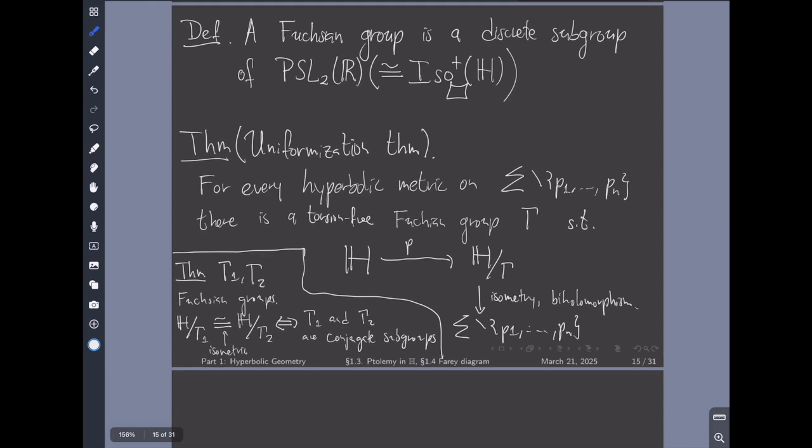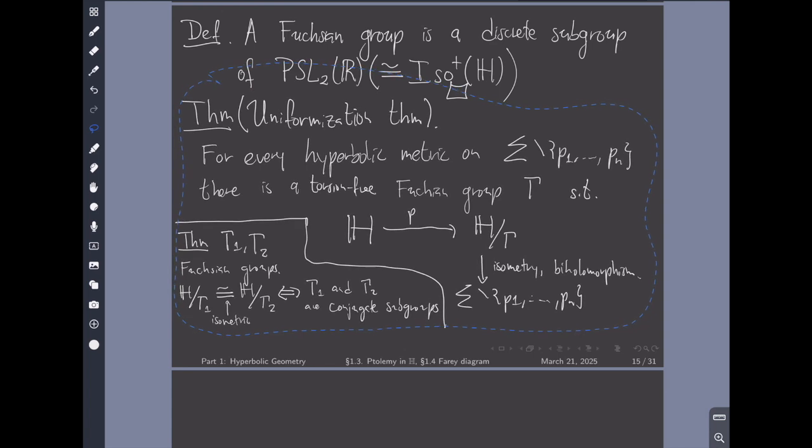there's one more theorem, which is that if you have at least one puncture, if you have at least one point that you are removing, then how do you recover gamma from the actual surface? This is really a beautiful theorem, I would say. So one more theorem.